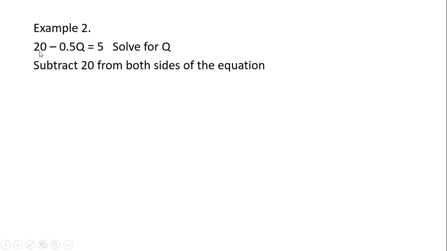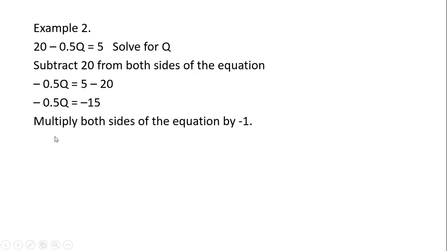So on the left-hand side, we got 20 minus 20, so that's just 0. And on the right-hand side, we're going to have 5 minus 20. So giving us this result here. Simplifying the right-hand side, 5 minus 20 is minus 15. We got a minus and minus, so they're going to cancel. Or a way we can think about this is we can just simply multiply both sides of the equation by minus 1. So that'll leave us with 0.5q equals 15.